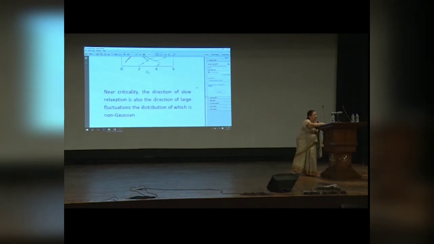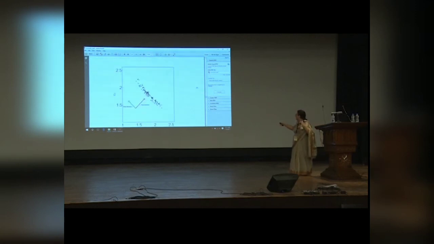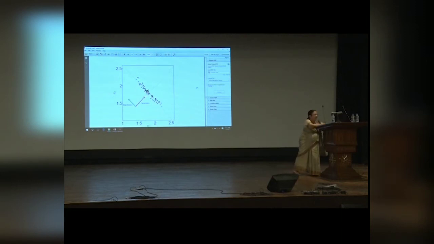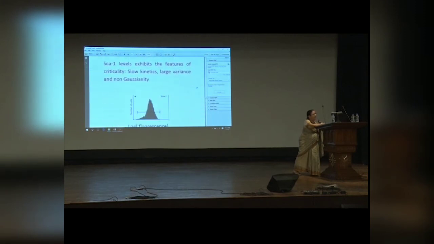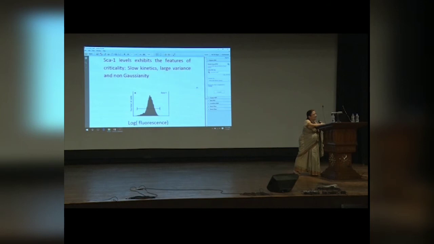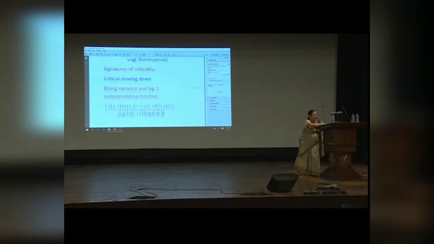what we showed was the following: near criticality, the direction of slow relaxation is also the direction of large fluctuations, the distribution of which is non-Gaussian. So this is the slow direction, and see here the spread is much, much larger. These are the protein levels, the states, and this is the fast direction. Here the spread is very small. So now we could explain the experimental observations. This is the experimental data. SCAR1 levels exhibit the features of criticality: slow kinetics, large variance, and non-Gaussianity. We could show all this.